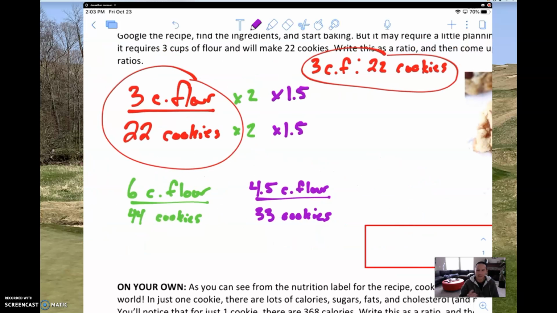There's an infinite number of equal proportions that I can come up with, or equal ratios that I can come up with. I just picked 2 of them. You could have multiplied it by 5. You could have multiplied it by 10, 20, if you're really hungry, 1,000. But I just chose 2 and 1.5. These are all equivalent ratios.